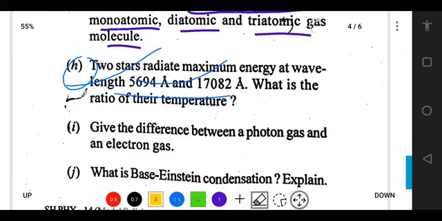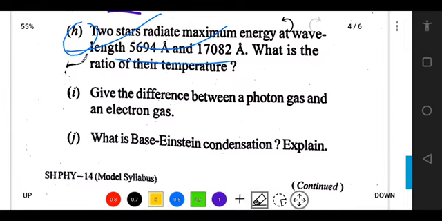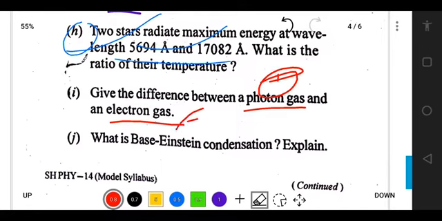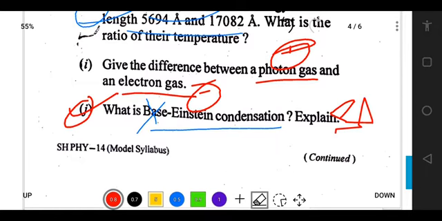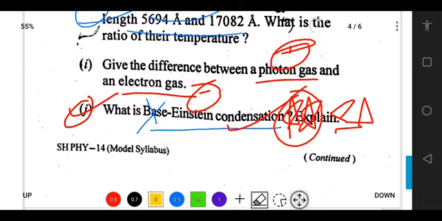Okay, give the difference between the photon gas and the electron gas. Photon gas and electron gas, the basic difference is photon means positive charge, electron means negative charge particles. Then it asks about Bose condensation, this is wrong, this is Bose-Einstein condensation. This is an always repeated question in the last 5 years. This is a very important question, please revise it.